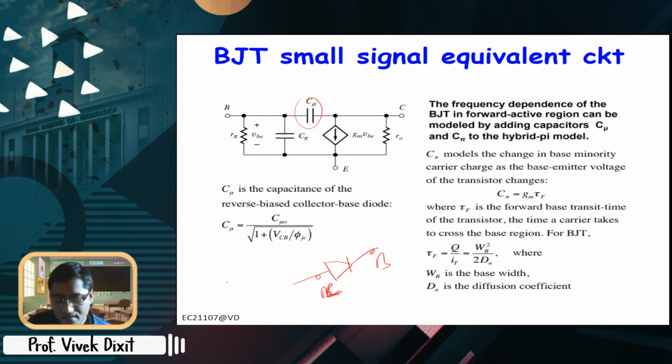The junction capacitance can be written as 1 over square root of 1 plus VCB, right? Now this again you can obtain from C is epsilon A by W, and this W is basically proportional to the square root of something plus VCB, right? And the C mu naught is basically the capacitance at 0 voltage. So if your VCB is 0, your capacitance should be C mu naught.